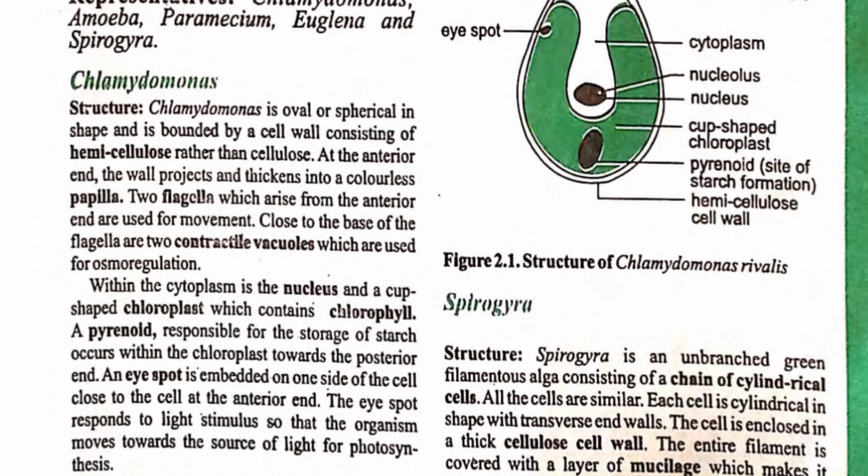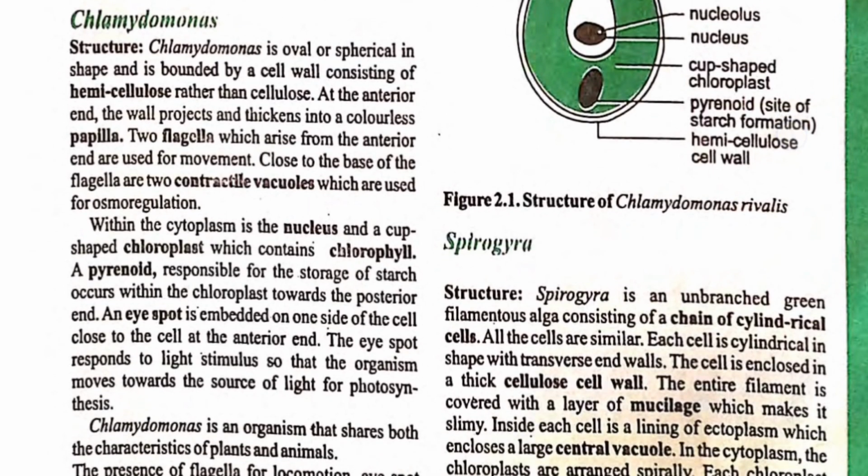Within the cytoplasm is the nucleus and a cup-shaped chloroplast which contains chlorophyll. Don't forget, in our previous video, we discussed the Kingdom Protista being a eukaryotic kingdom. So here we have a nucleus that is bound by a nuclear membrane, so it is not just localized in the cytoplasm. A pyrenoid responsible for the storage of starch occurs within the chloroplast towards the posterior end, that's towards the bottom end. An eye spot is embedded on one side of the cell close to the anterior end. The eye spot responds to light stimulus so that the organism moves towards the source of light for photosynthesis.